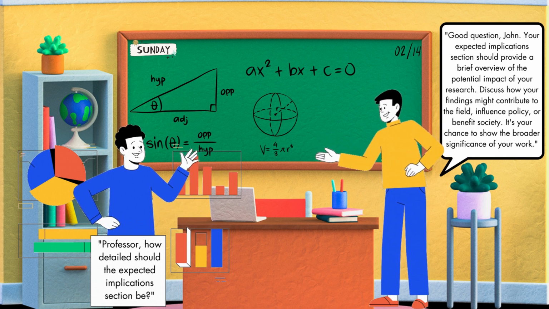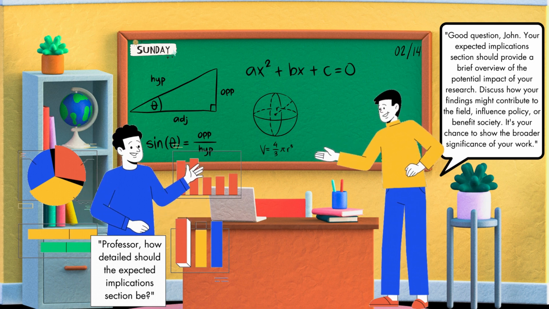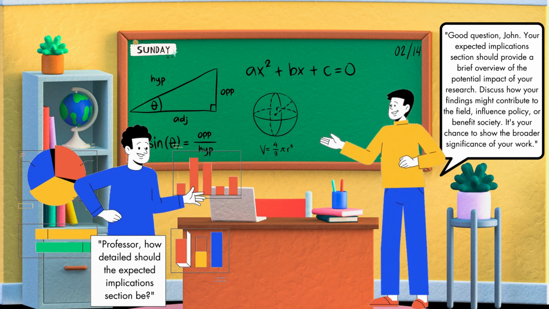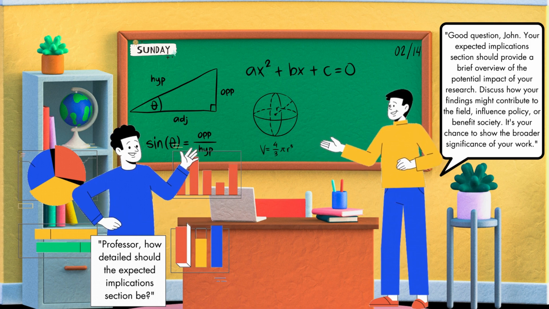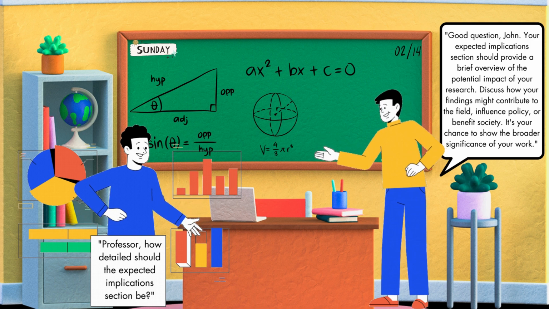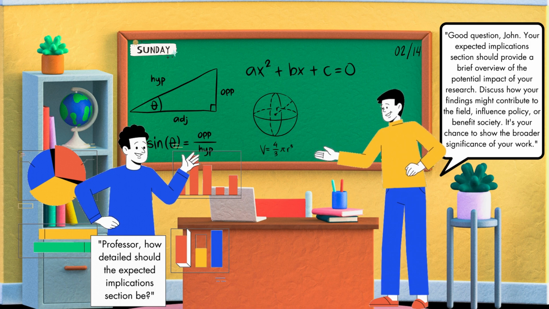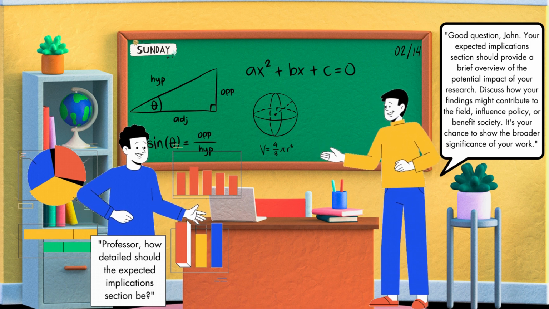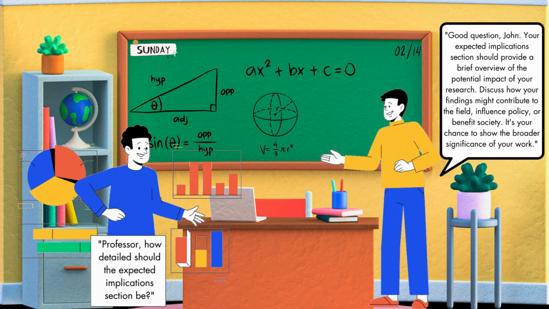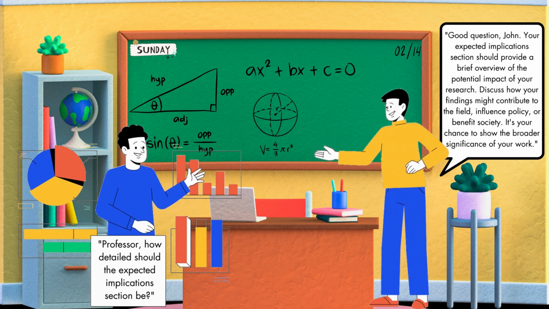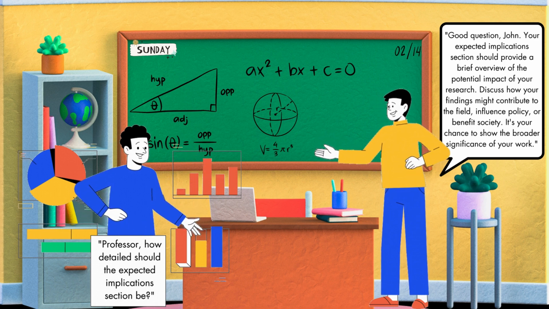John, a student with a keen interest in social science, raised his hand. Professor, how detailed should the expected implications section be? A very good question, John. Your expected implications section should provide a brief overview of the potential impact of your research. Discuss how your findings might contribute to the field, influence policy, or benefit society. It is your chance to show the broader significance of your work.